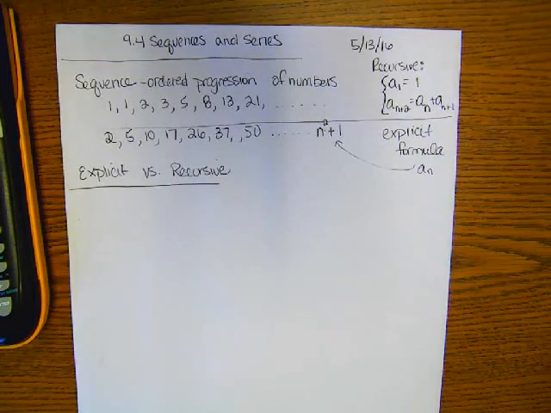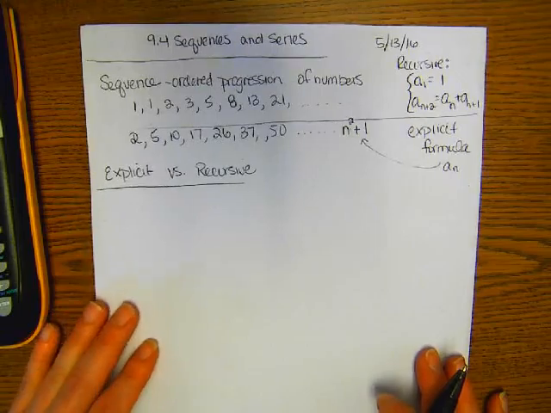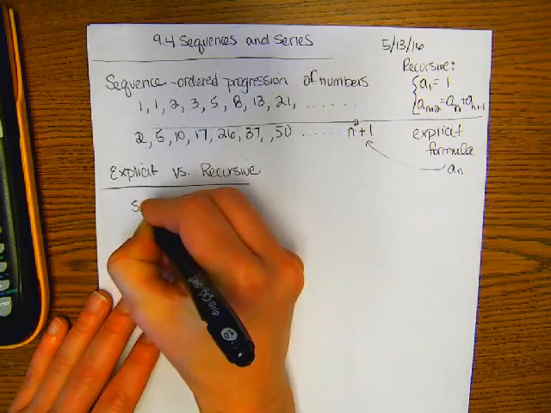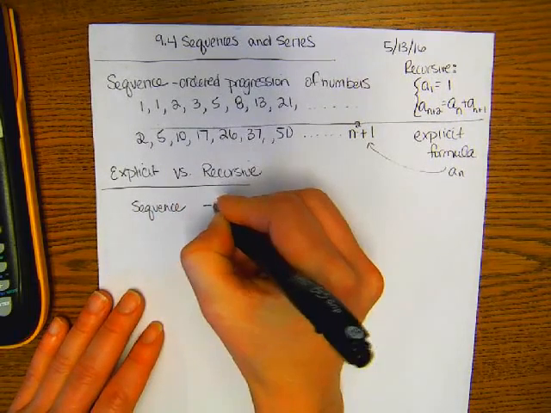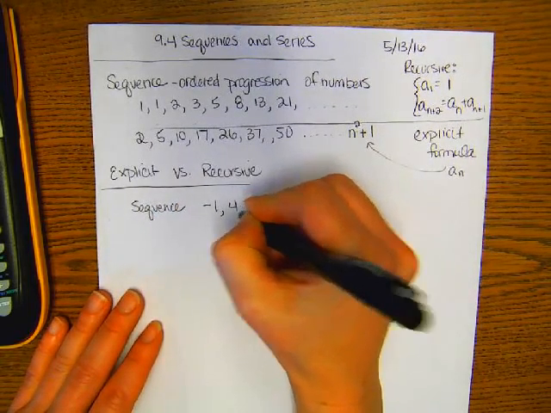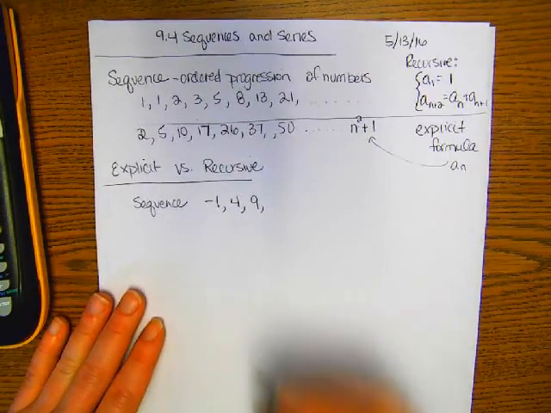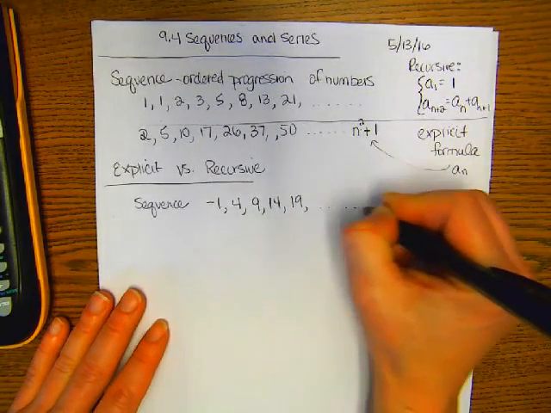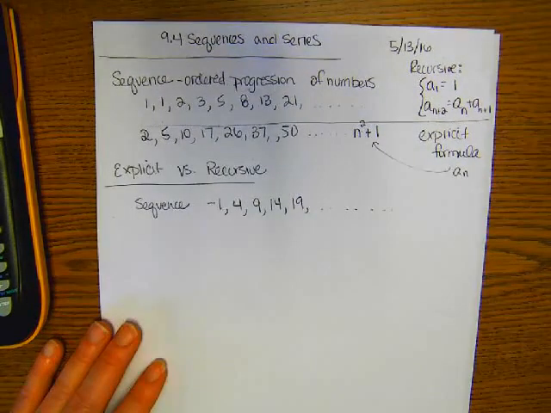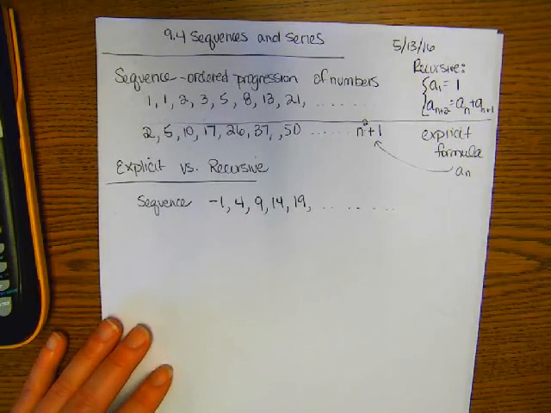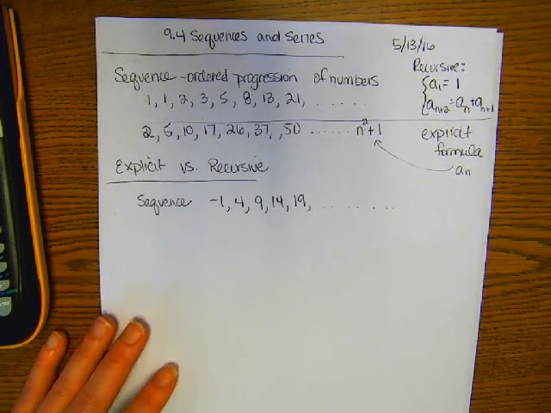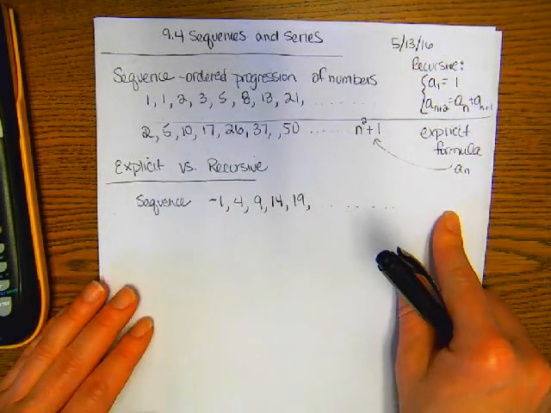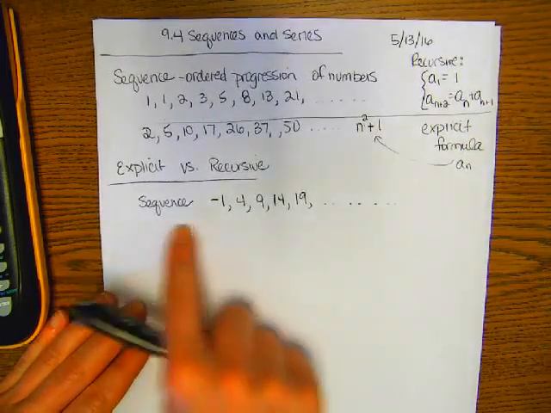Okay, let's talk about this in terms of just an arithmetic sequence and series. So if I had the sequence -1, 4, 9, 14, 19. This is arithmetic. Arithmetic means what? There's a constant difference. You're adding something or subtracting something in between the terms.